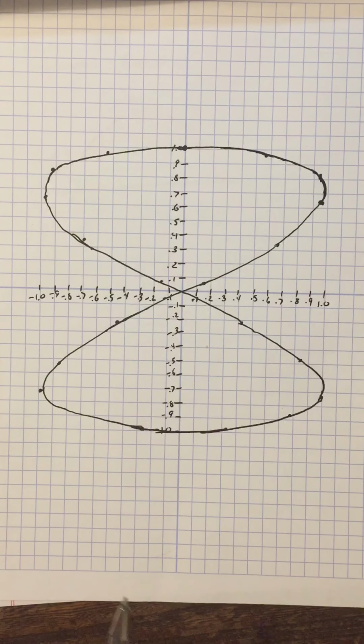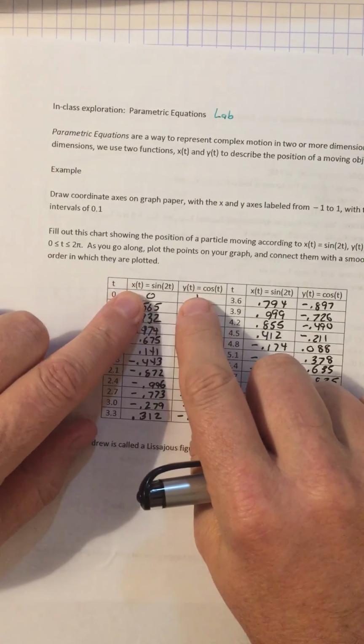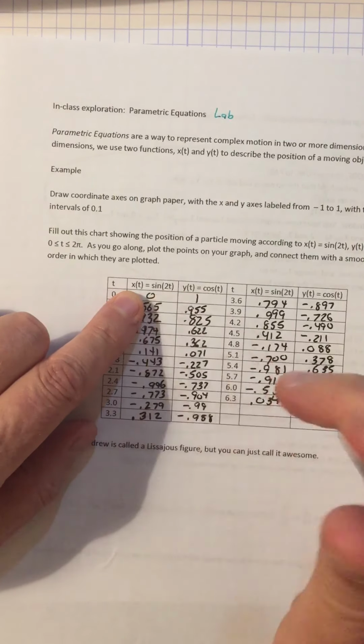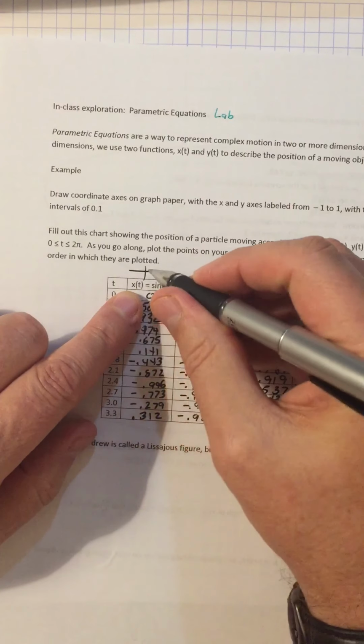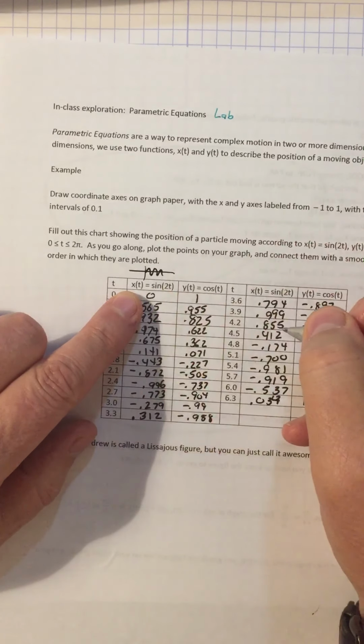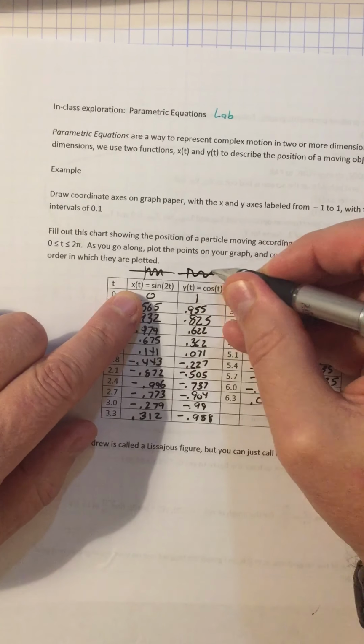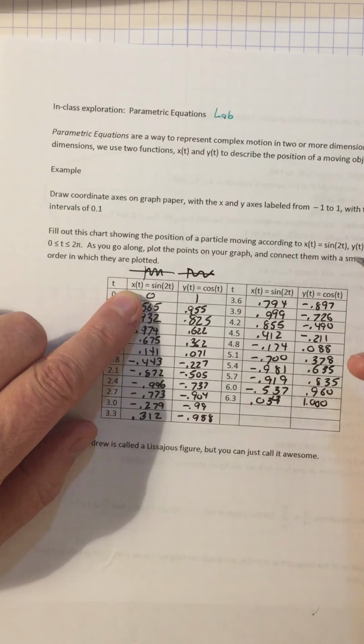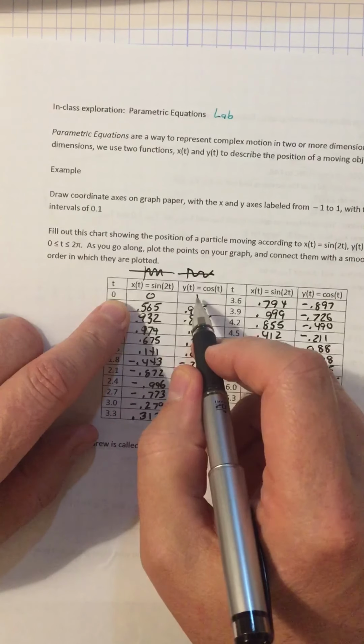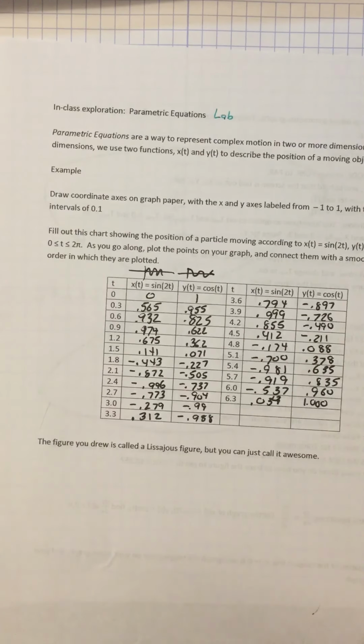Is this a function? Does it pass the vertical line test? It doesn't look like it passes the vertical line test. So is it a function or not? Well, look at x of t and y of t. X of t is a function. It's sine of 2t, right? If I graph sine of 2t, that just looks like that, right? It's a function. It does pass the vertical line test. And cosine of t just looks like that. It's a function. It does pass the vertical line test. X of t and y of t are functions. They pass the vertical line test.